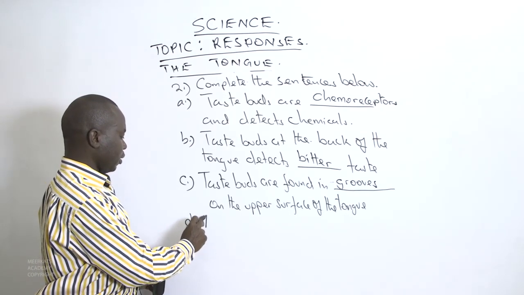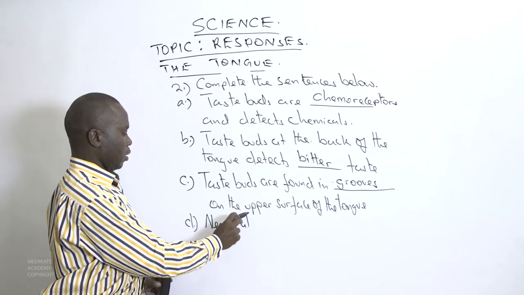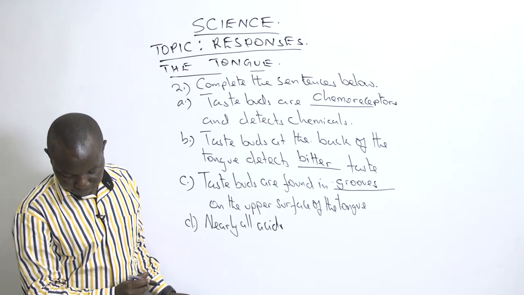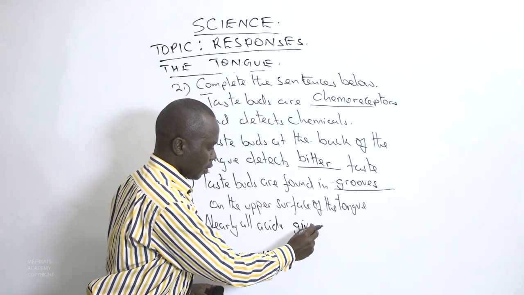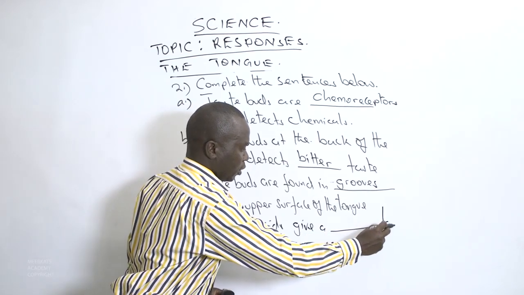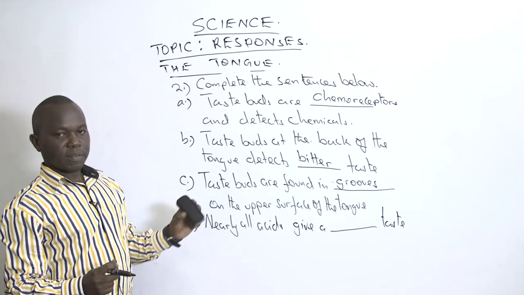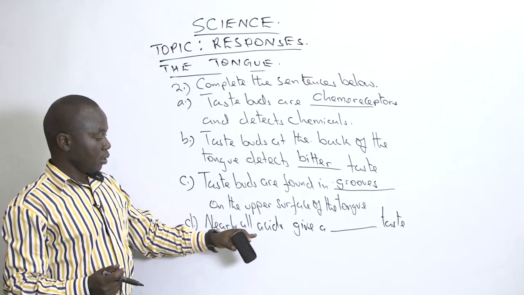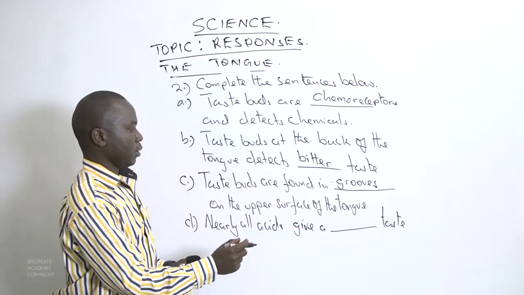Nearly all acids give a dash test. In our experiment, we have used acetic acid to show that it can give bitter tests.